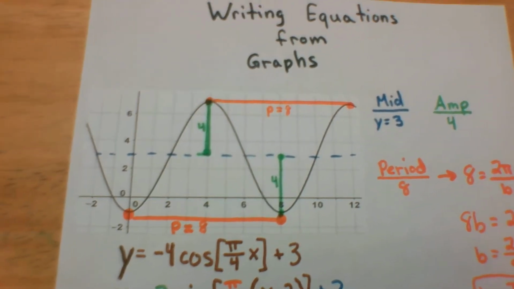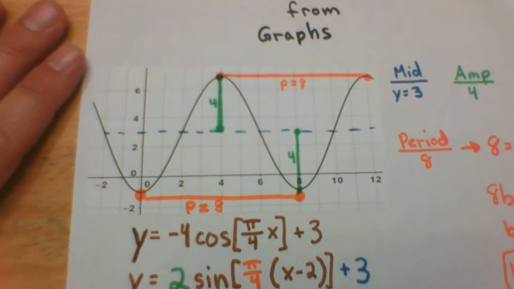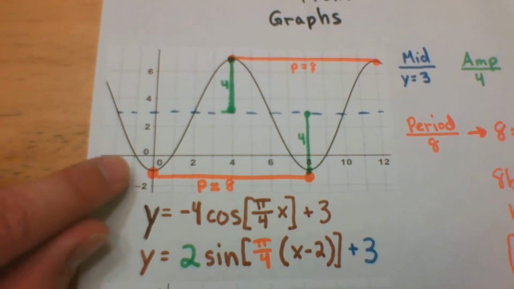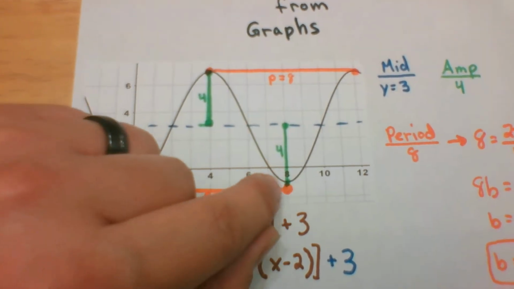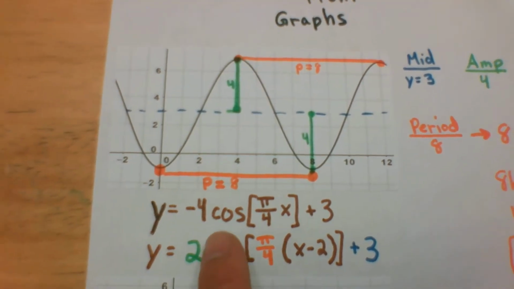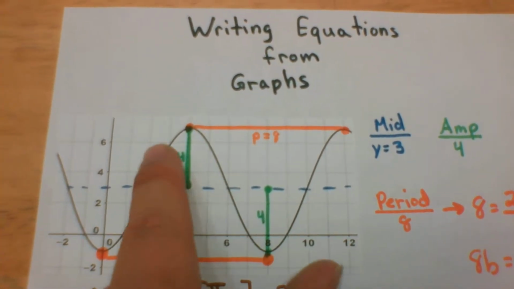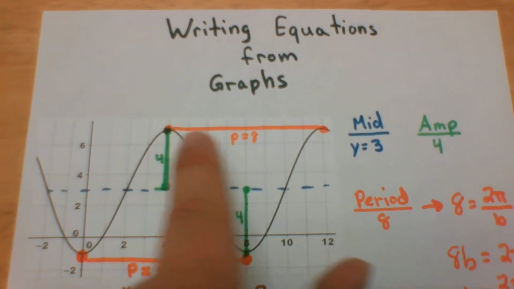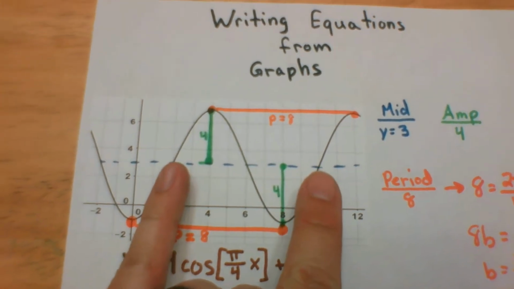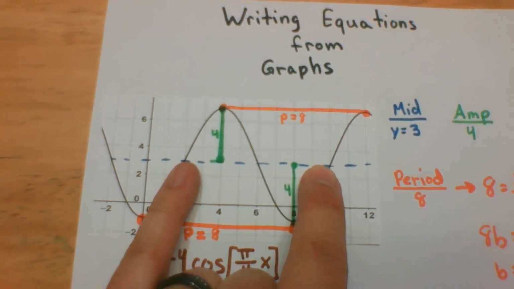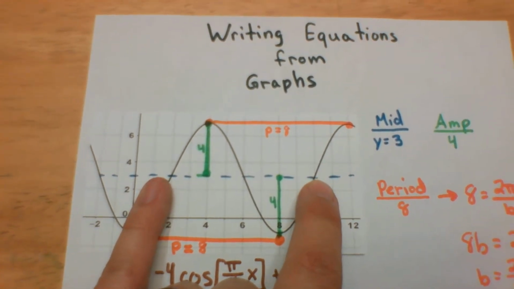That is the wavelength of your sine or cosine function. So take a look here. I've got that marked in two different places. You can look at it from the bottom to the bottom of the wave. So there you can see that that distance is 8. You can also take a look from the top to the top. You could also go from middle to middle as long as you skip one and you make sure you're at the same part in your wave.